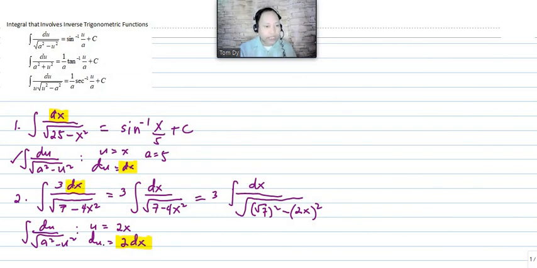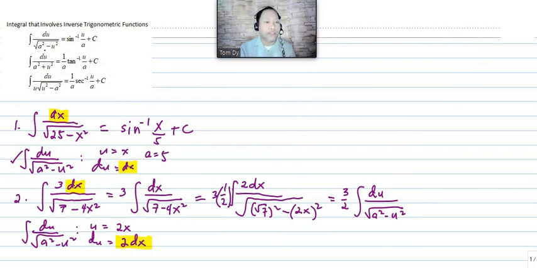Okay, now since our du is 2 dx, then we will write here 2 dx, and then we will write the reciprocal of 2. This is u substitution. So if we multiply 1 half times 2, that is equivalent to 1. In other words, we are just rewriting this problem, so that this one is equivalent to 3 over 2, and then this is supposed to be our du over the square root of a squared minus u squared.